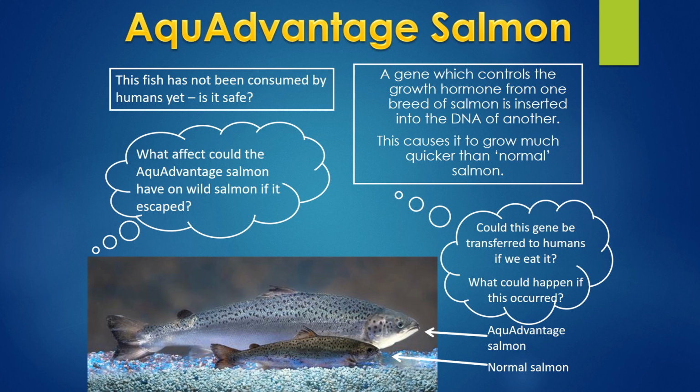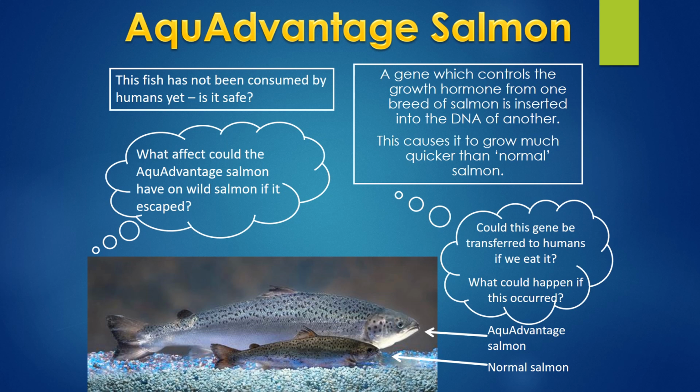Aqua Advantage salmon. This is a fish that humans haven't eaten yet. What they've done is taken a gene which controls a hormone from one breed of salmon and put it into the other. This means that you can grow larger salmon, therefore you get more meat. Therefore you have to farm less salmon because you're feeding as many people. We don't know the effect it would have if they escaped, but you can see the size comparisons there.